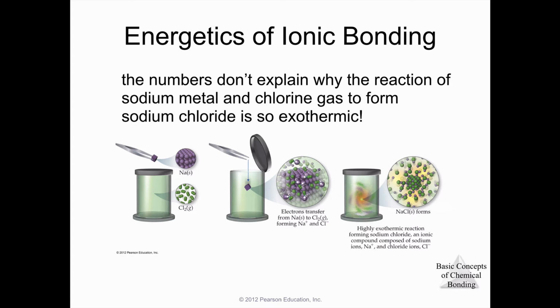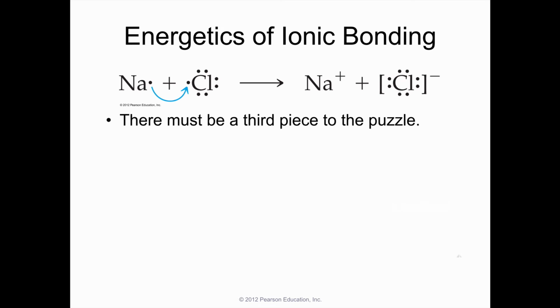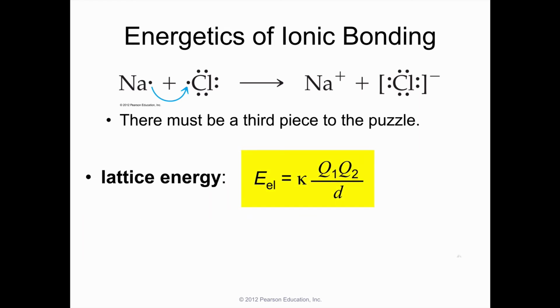We know this is an exothermic reaction. We've seen the demo, right? You put sodium with chlorine, it's a big explosion. So why the big exothermic reaction? The answer is the lattice energy. Once you form the cation and the anion, the sodium cation and the chloride anion, they attract each other according to Coulomb's law. Q1 represents the charge on the cation, Q2 represents the charge on the anion, and D represents the distance between the cation and the anion. So if you have small ions with big charge, what this equates to is a big lattice energy, E.